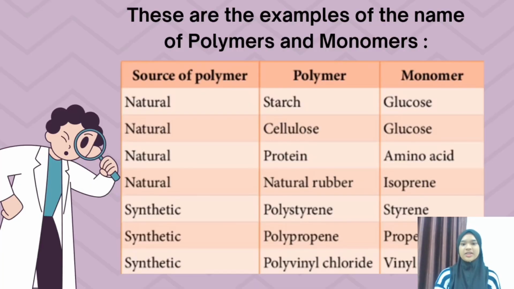So these are examples of the names of polymers and monomers. Basically, you need to know all of these. Okay, I'm going to call out one example. As I mentioned earlier, the combination of monomers will produce a polymer. For the natural source, we know that the combination of glucose will produce starch by polymerization reactions. The same goes for the combination of glucose producing cellulose.